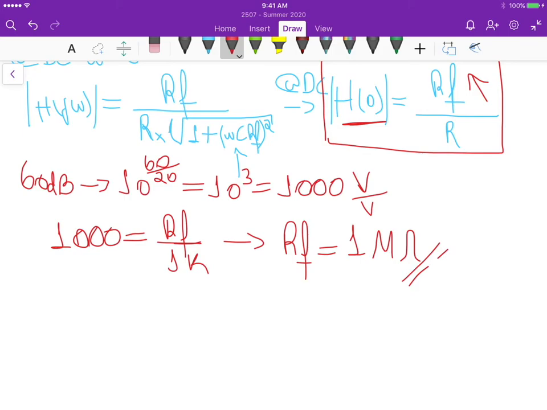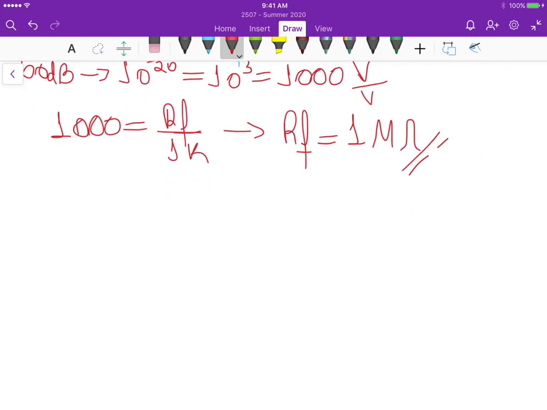Now for part D, we need to identify the 3 dB point, which corresponds to the frequency where we need to define the 3 dB point. So, let's call it part D. The 3 dB point is where the magnitude of the voltage transfer function is 3 dB lower than the gain at DC.